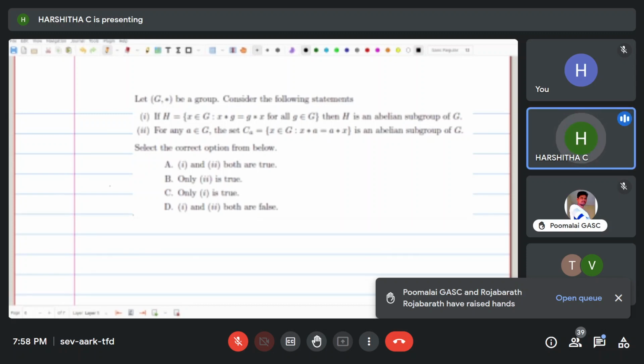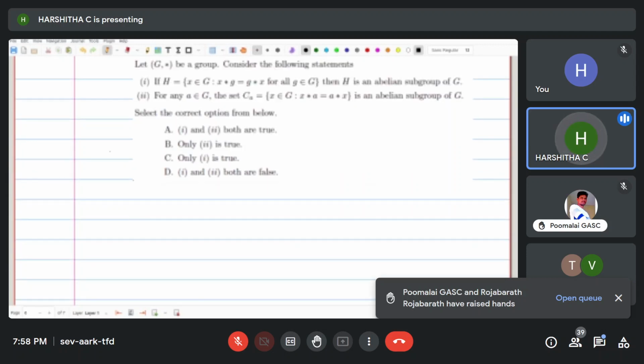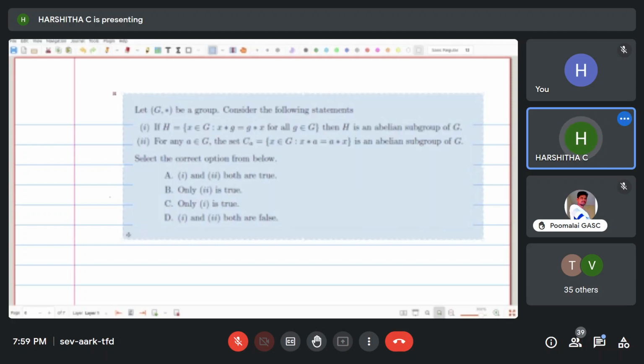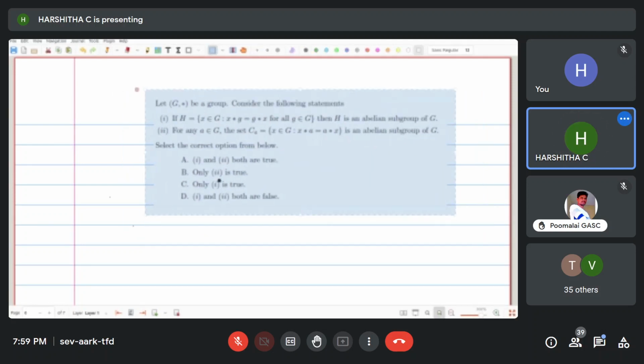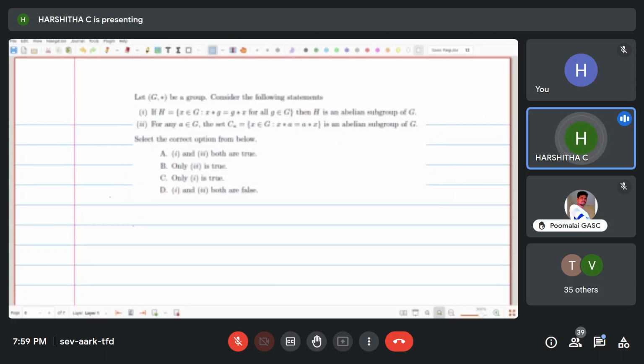Okay, so some of you are saying both are true. Let's look at it. The visibility of the slide is bad. Is it okay now? Actually, maybe it's because of the image quality. Is it better visible now? Okay, I can rewrite the question.